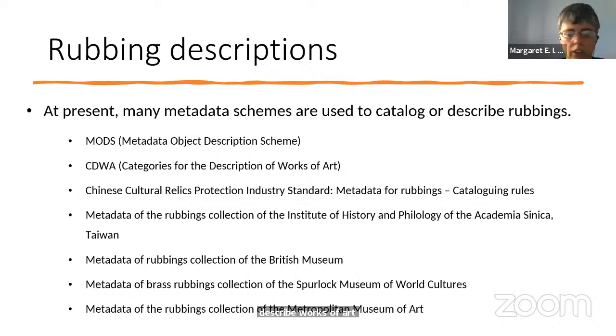There are also two rubbing-specific metadata schemas that we found, both for Chinese rubbings. The Chinese Cultural Relics Protection Industry Standard, which is a specific metadata schema for cataloging rubbings, and a rubbings collection schema from the Institute of History and Philology of the Academia Sinica in Taiwan. Additionally, there are a number of homegrown metadata schemas for describing rubbings. The British Museum has one, the Spurlock Museum of World Cultures, and the Metropolitan Museum of Art.